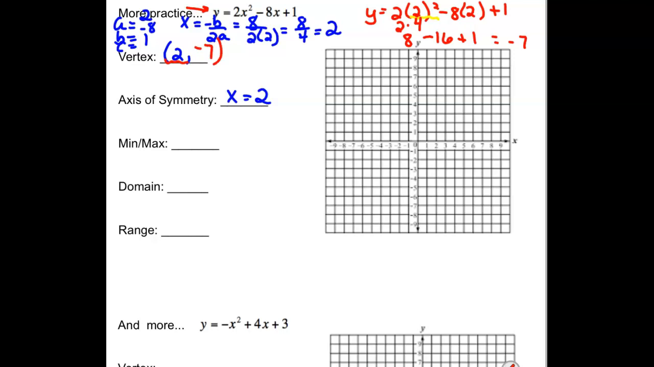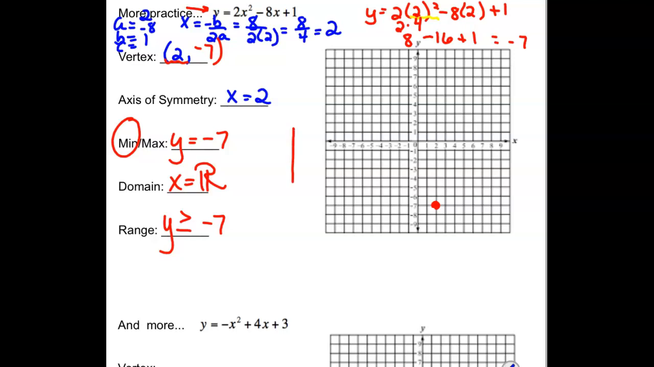Let's go ahead and plot that. 2, -7 is my vertex. Since a is positive, I know that it should open up from there. So I know that I have a minimum point when y is -7. We do know already that domain is all reals, and we know that our range is going to be tied to that y coordinate of my vertex. And since my graph is going to open up from there, I should be greater than or equal to -7.